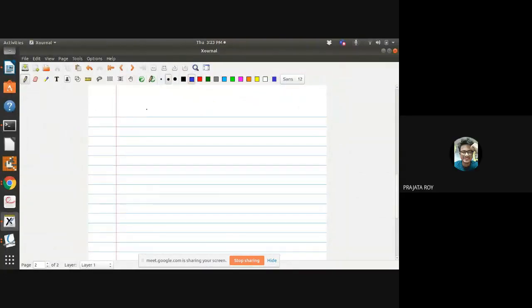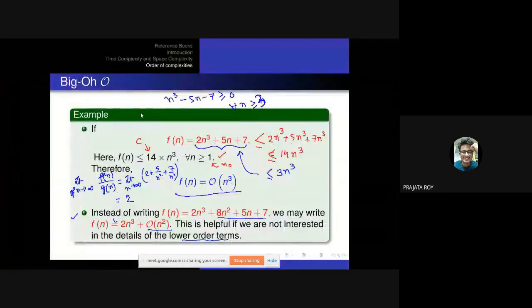Sir, could you go to the previous slide just once, sir? I couldn't read one thing, sir. Sir, the second example, I didn't really get it. Why would I write 2n cube plus O of n square? Is this portion big O of n square or not? You tell me. Yes, sir.